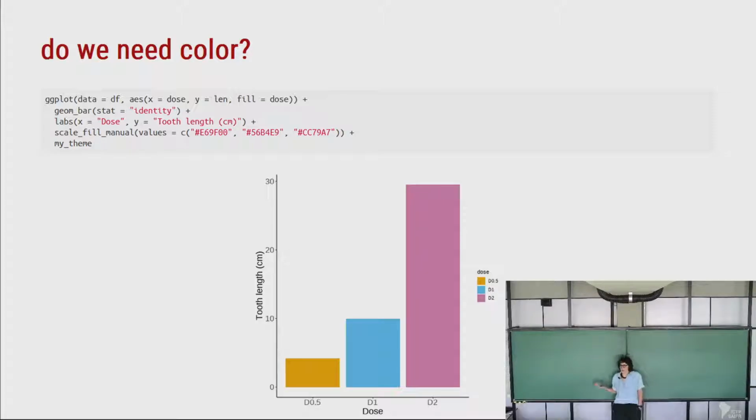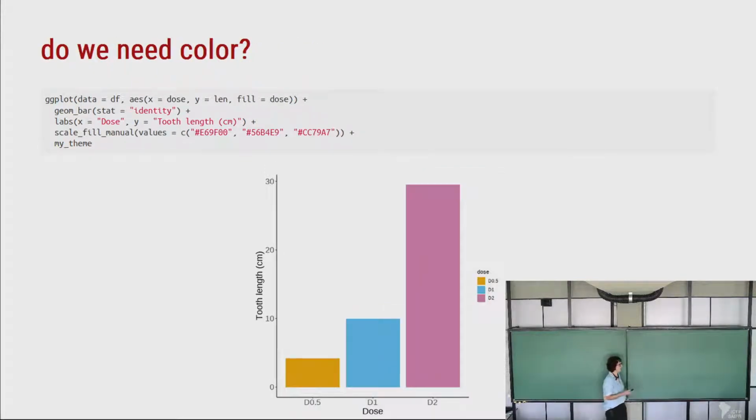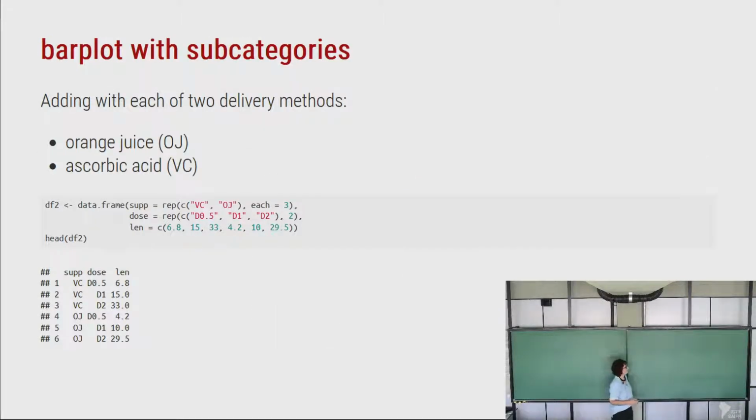But a thing that we need to ask is, do we need 3 different colors? I mean, it is the same information. This could easily be a gray bar plot. We don't need colors. If we are publishing this in a paper, we can save a little bit of money if we don't use the colors here.